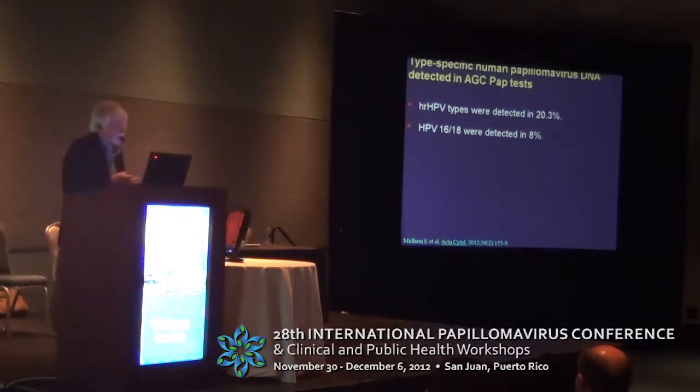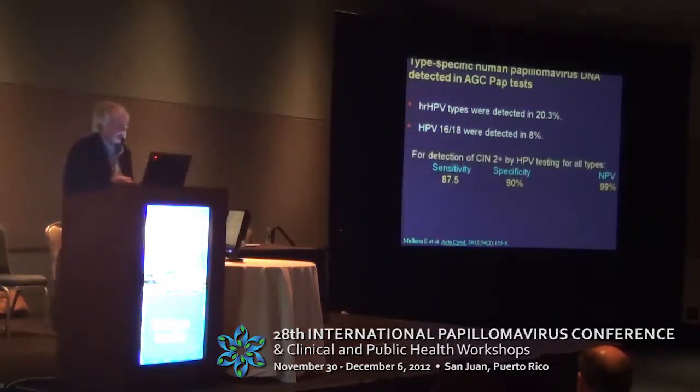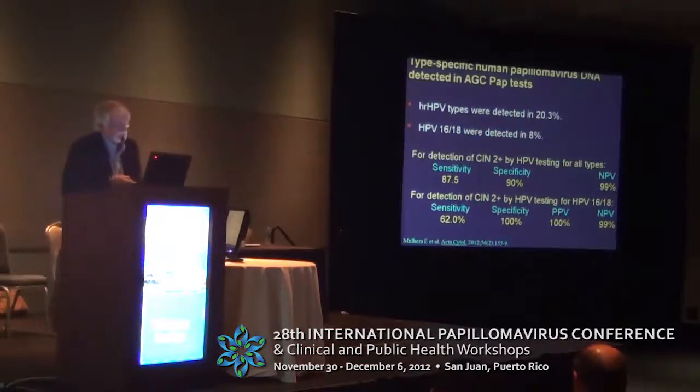This is from a study by Mulheim, which showed that when AGUS was HPV tested, 20% were HPV positive, but 8% were 16-18 positive, so it's a smaller percent. But for detection of CIN2+, they found sensitivity for HPV testing was 87.5%, specificity 90%. That sensitivity dropped to 62% because you're only picking up those lesions that are due to 16-18 when you do 16-18 testing, but specificity went up to 100%.